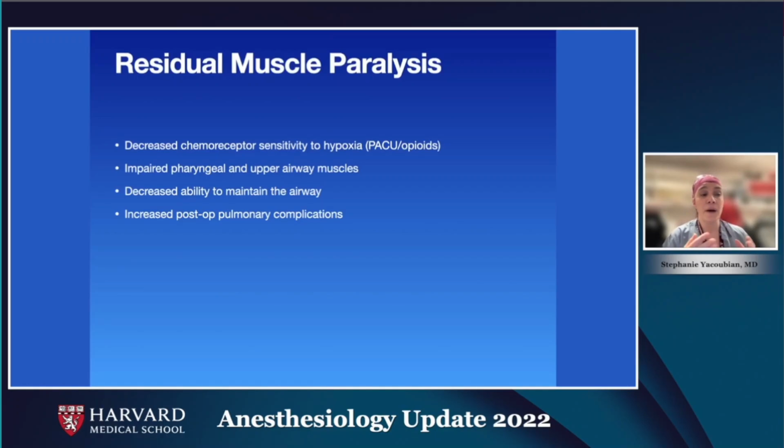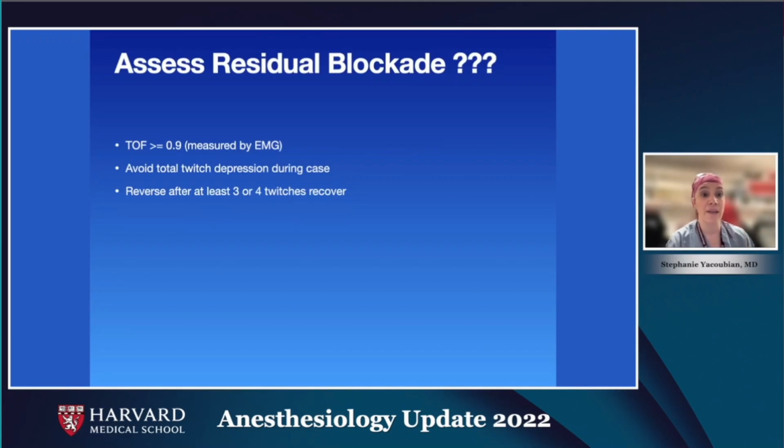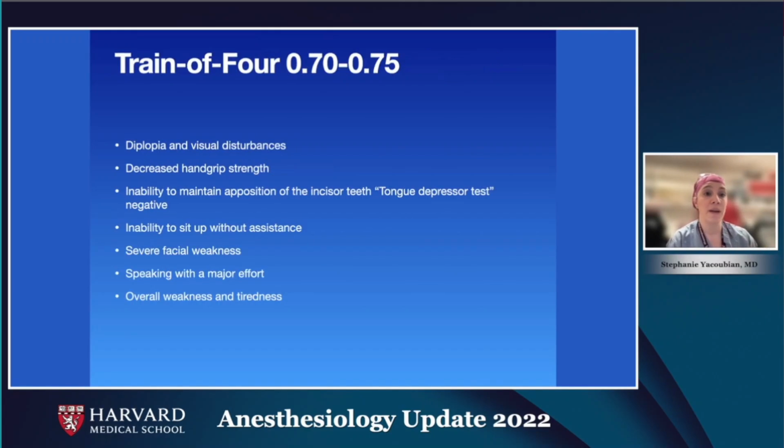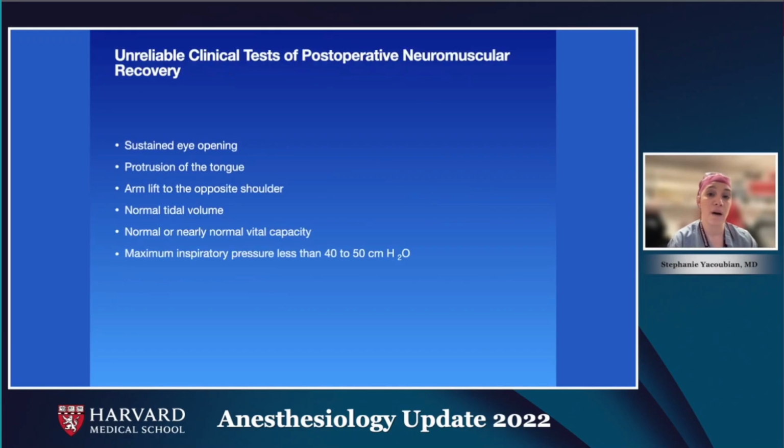Therefore, no matter what kind of case you perform, always make sure that at the end of the case, your patient will be fully reversed, and assess the residual blockade with a train of 4 that is more than 90%. And do not rely on assessing the patient's clinical status, such as protruding the tongue, or if the patient's able to lift the opposite shoulder, or if the patient has normal tidal volumes, because these are unreliable clinical measures.